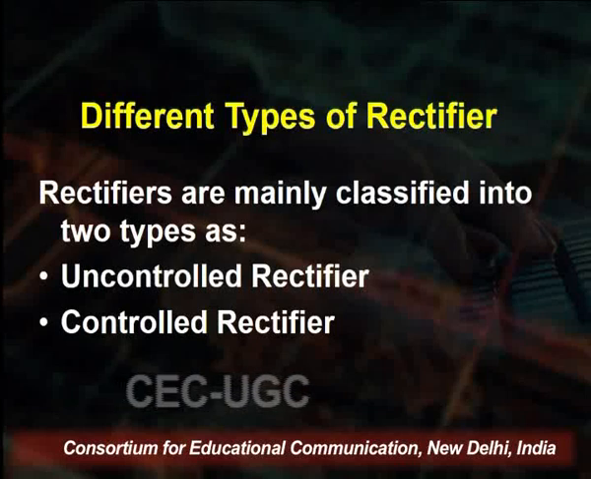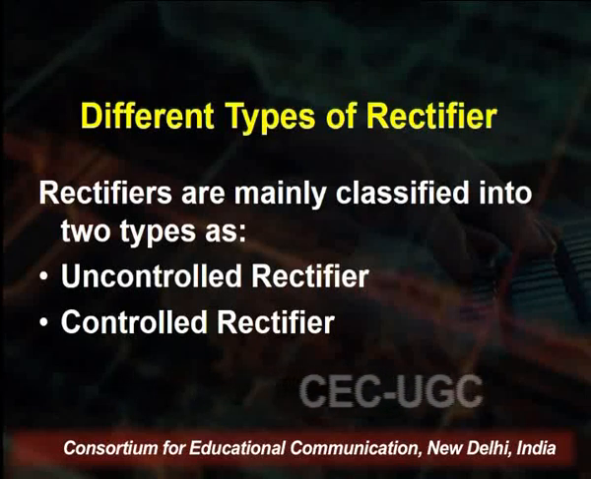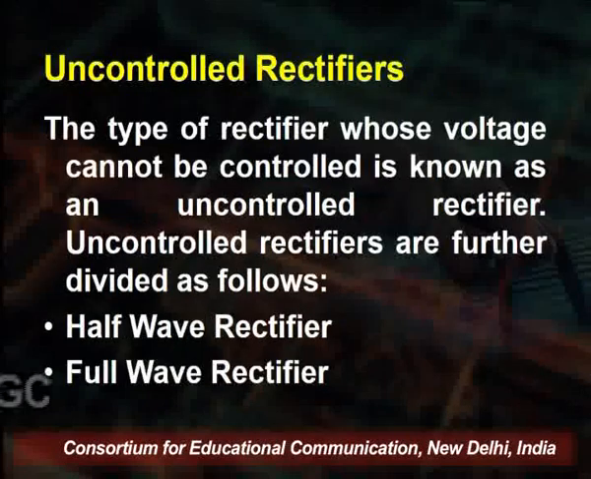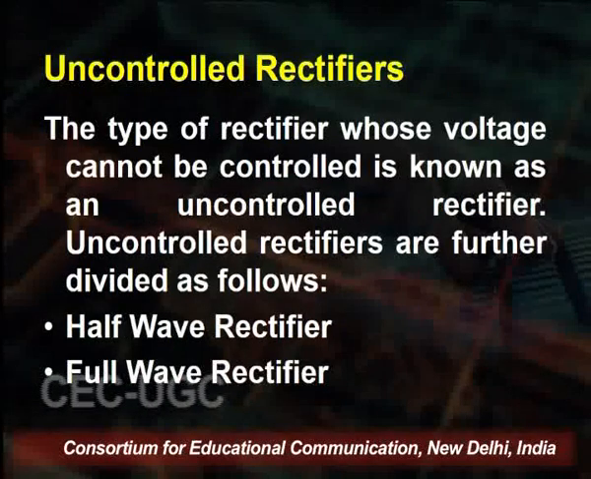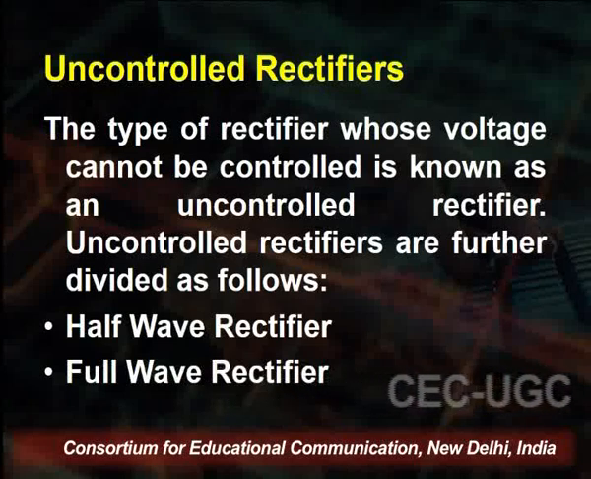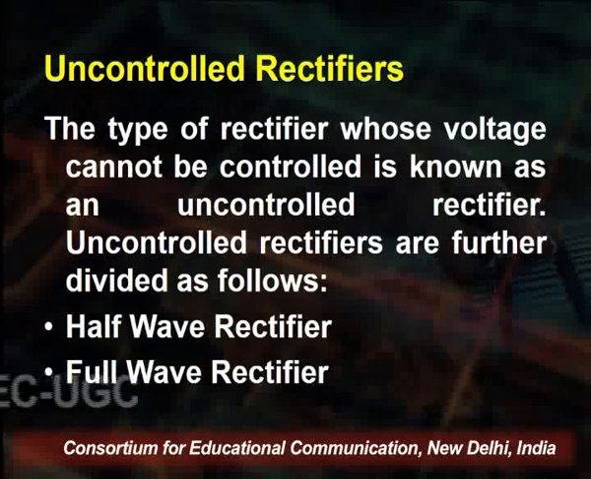Now what are the different types? Mainly we classify them into two types, controlled or uncontrolled rectifier. An uncontrolled rectifier is a type of rectifier whose voltage cannot be controlled. The uncontrolled rectifier is divided broadly into two parts. One is a half wave rectifier and second is the full wave rectifier.